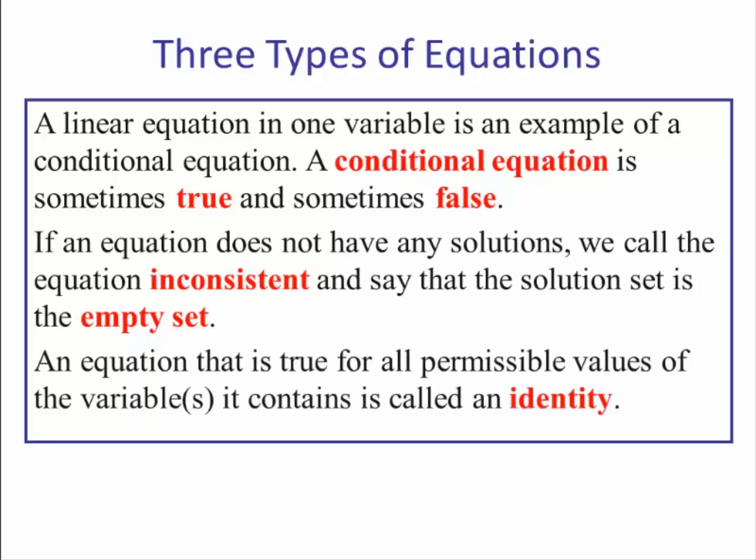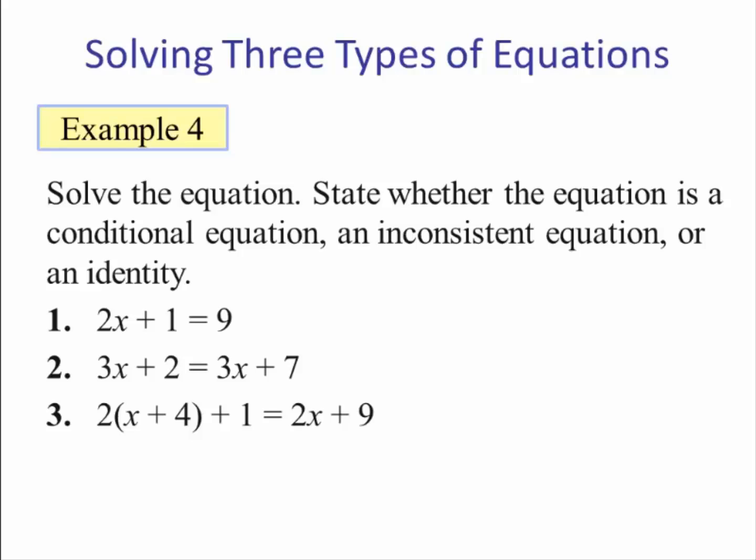An equation that is true for all permissible values of the variable it contains is called an identity. This means there's more than one solution. Any value will make the equation true. Let's look at some examples. Example 4. Solve the equation. State whether the equation is a conditional, inconsistent, or an identity.